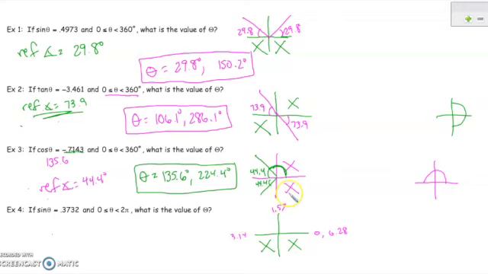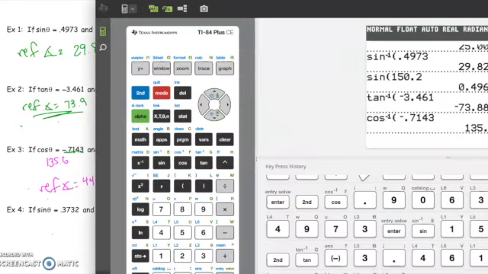Okay, take 3.14 and divide it by 2. And then if you add half pi and pi together, we get 4.71. That's 3 pi over 2. Okay? So now we're going to do inverse sine of 0.3732.